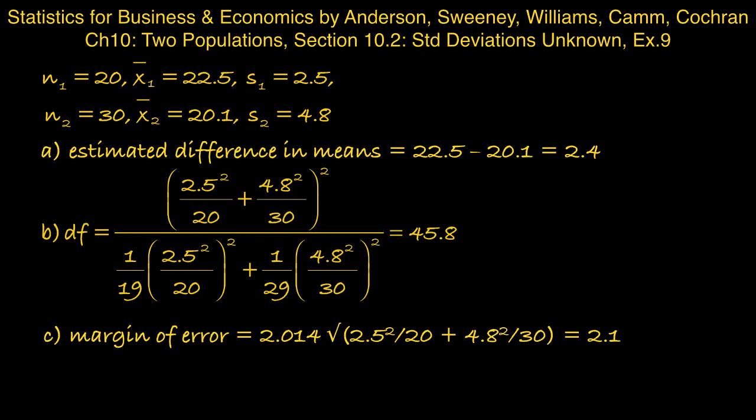And then part D, what is the 95% confidence interval for the difference between the two population means? It'll be the point estimate 2.4 plus or minus the margin of error 2.1, which will give us a lower bound of 0.3 and an upper bound of 4.5.